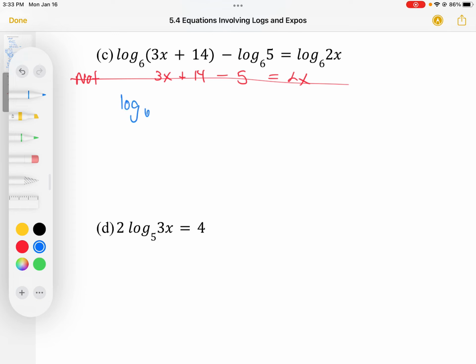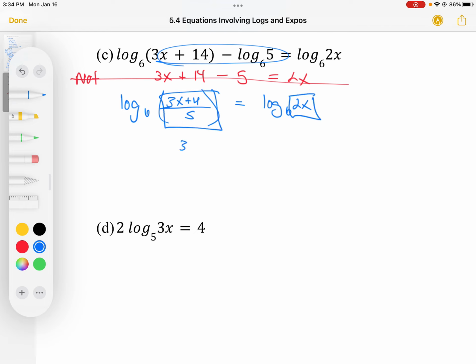is use properties of logarithms, and we could rewrite that as 3x plus 14 divided by 5. That's our quotient property. Now, once you do that, you could use the one-to-one property. So we have 3x plus 4 divided by 5 equals 2x. I'm going to multiply both sides by 5. So we have 3x plus 4 is equal to 10x. Subtract 3x on both sides. So we got 4 is equal to 7x. So x is equal to 4/7.